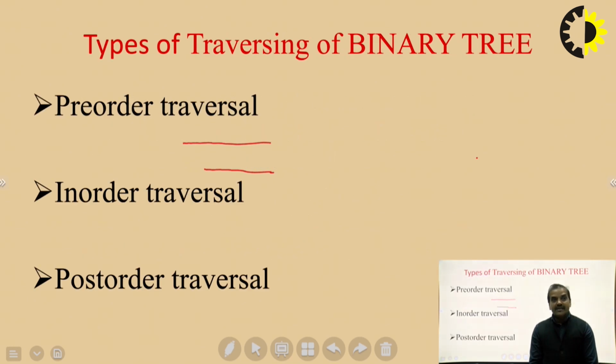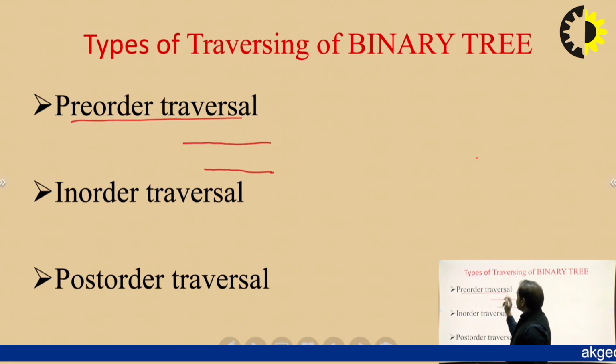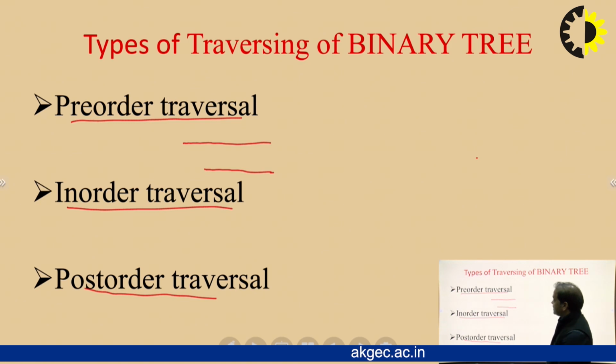The first one is pre-order traversal, second one is in-order traversal, and third one is post-order traversal. These are the three ways of traversing a tree, that are also known as types of traversing.